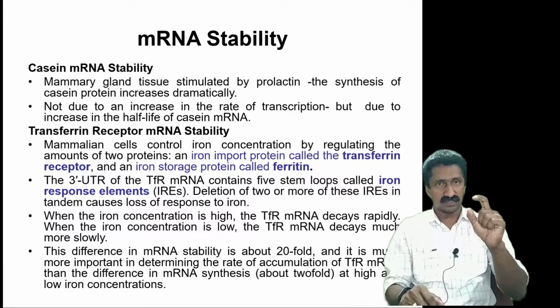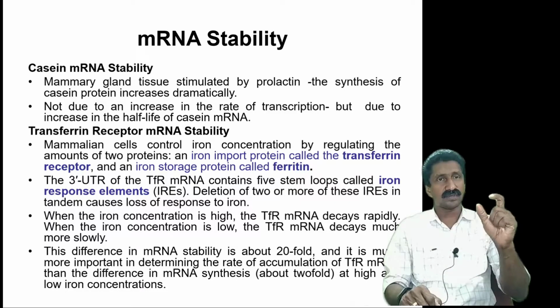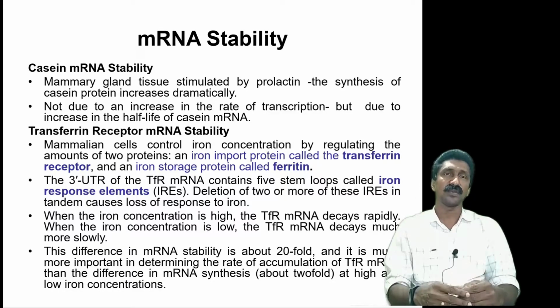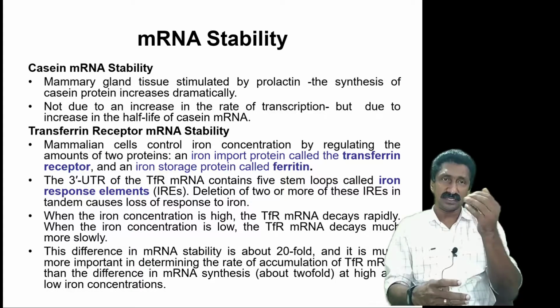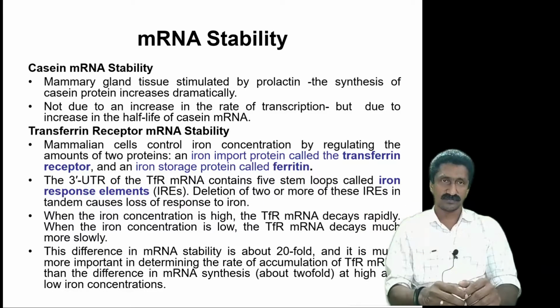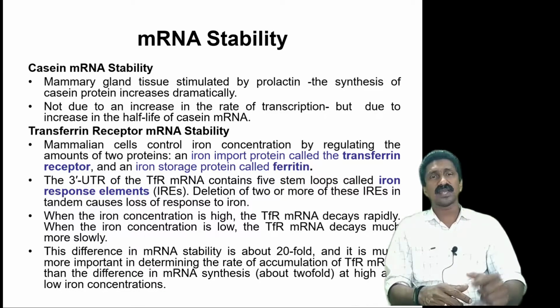So this is one example of gene regulation by influencing the mRNA stability. In the example of casein, the addition of prolactin to the mammary gland tissue increases the mRNA stability, or the half-life of the mRNA produced for casein. And subsequently, that increase in the half-life or the stability of the casein mRNA increases the gene expression. And another example is transferrin receptor mRNA stability.